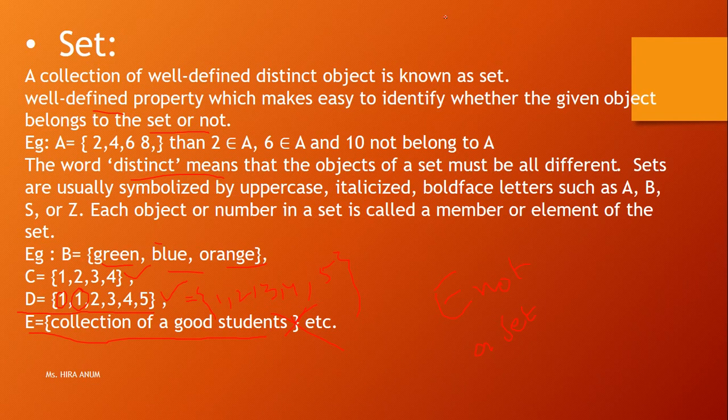Empty set is also a set. This is how we write the empty set. We know it is well defined because we know nothing belongs to this set, and it is also distinct because it has distinct objects. When we do not have objects, then it is also distinct.